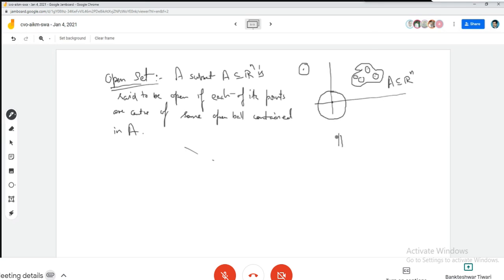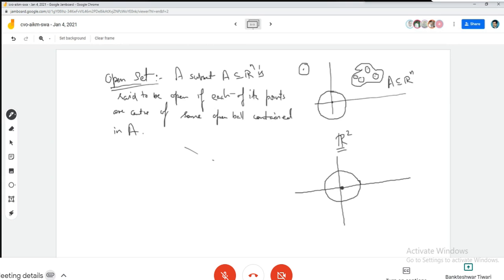Suppose you are talking about dimension 2, R2, and you take any open ball, preferably an open ball centered at 0. This open ball itself is an open set. क्या आप सभी लोग इस बात से एग्री हैं कि एक ओपन बॉल जो है वो खुद एक ओपन सेट है? Yes, sir.